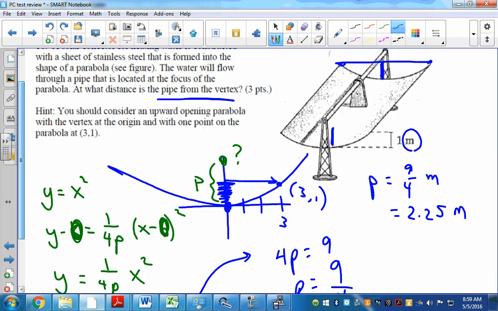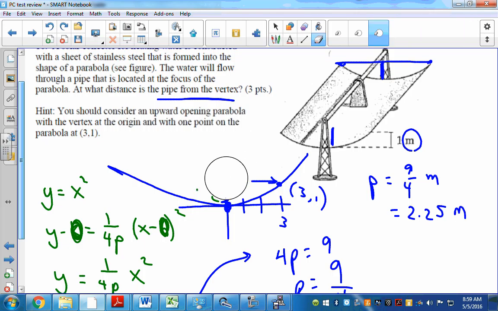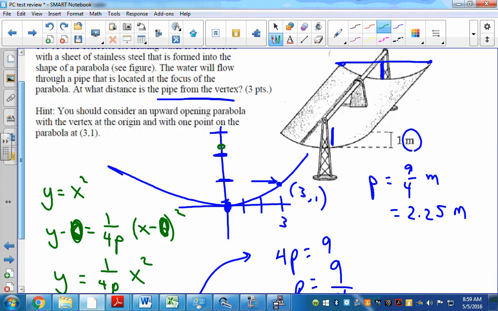Okay, so graphically, if we were trying to do an accurate graphical representation, this is 1, this is 2, this is 3. So our focus point is right about there. Okay, there's focus and there's vertex.